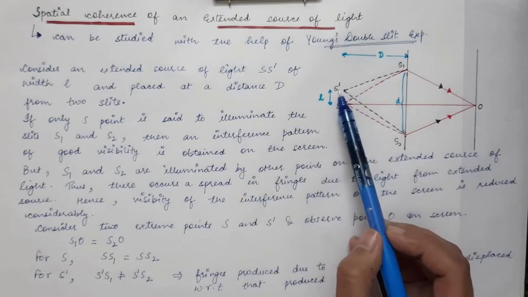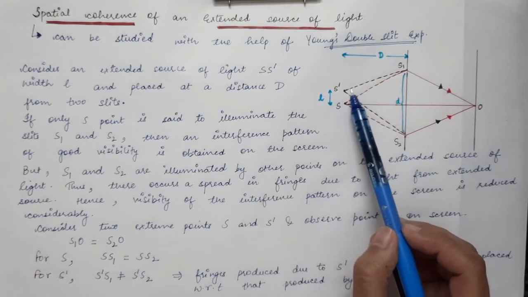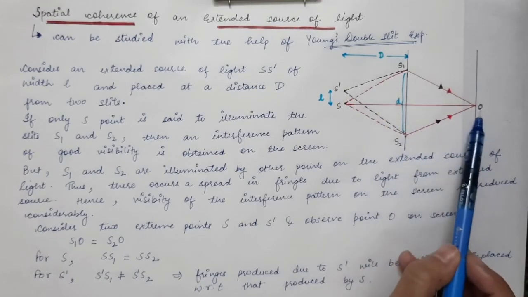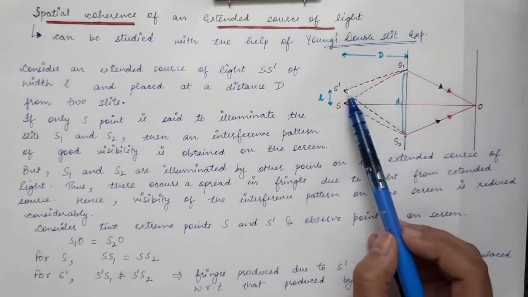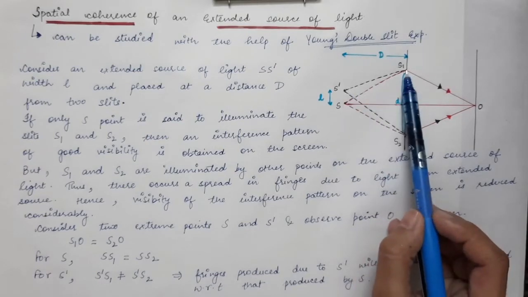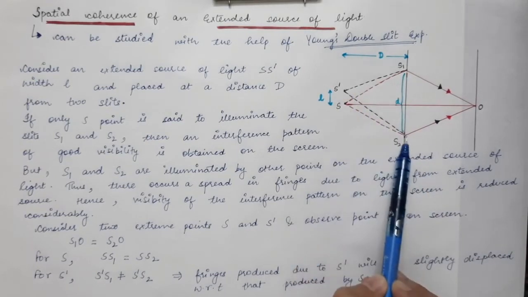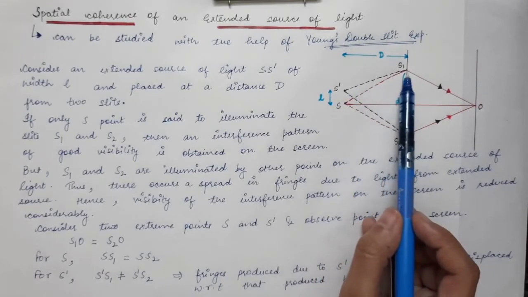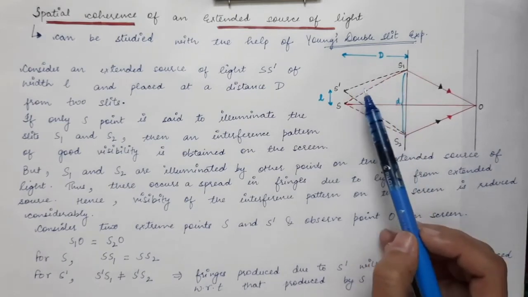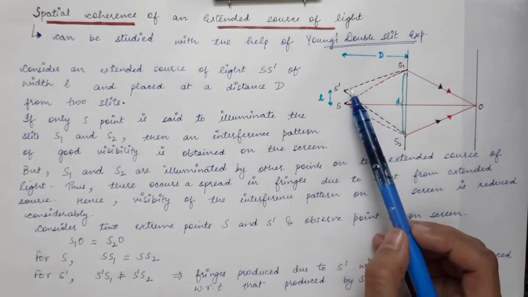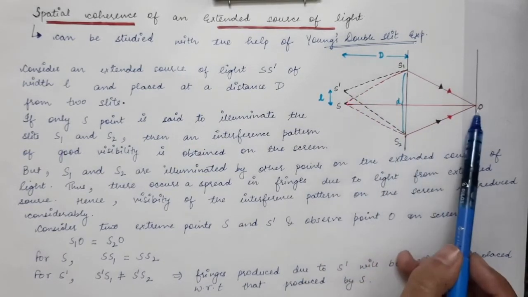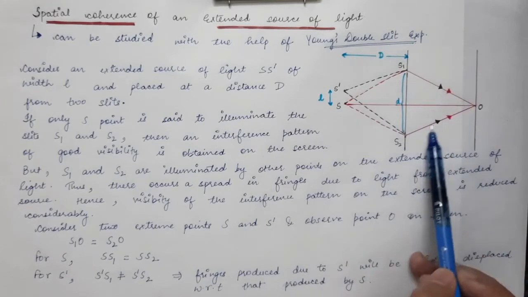But in the case of the S prime point source, this is one light ray reaching point O and this one is the other light ray reaching point O on the screen. You can clearly see that this distance S prime S1 is less as compared to S prime S2. So obviously there will be a certain path difference between the first light ray and the second light ray.